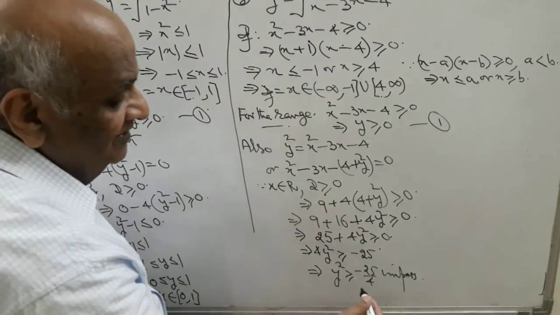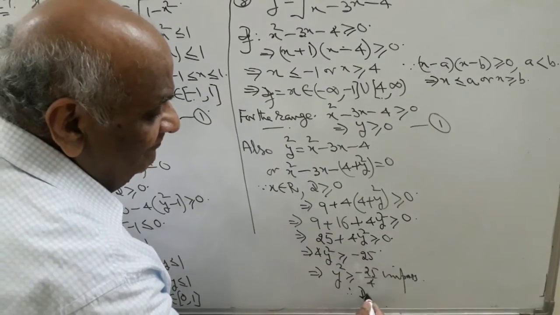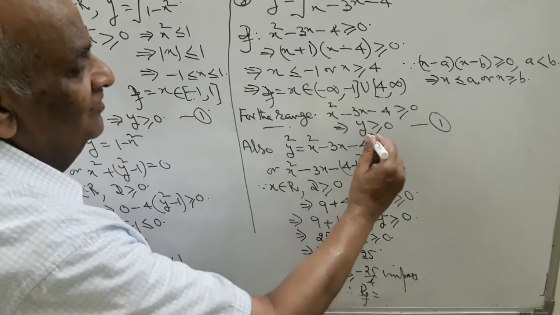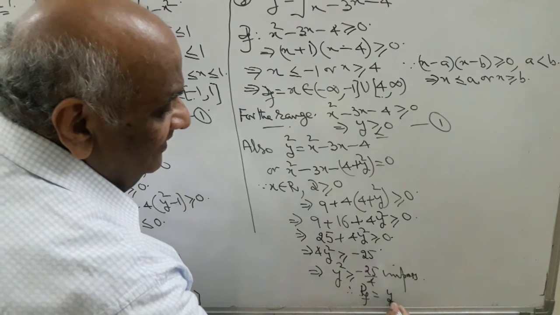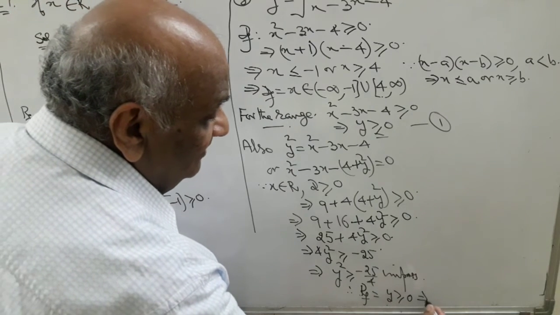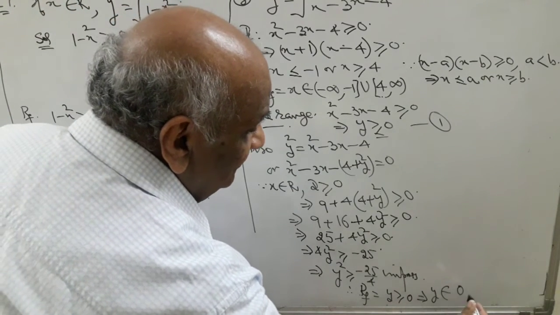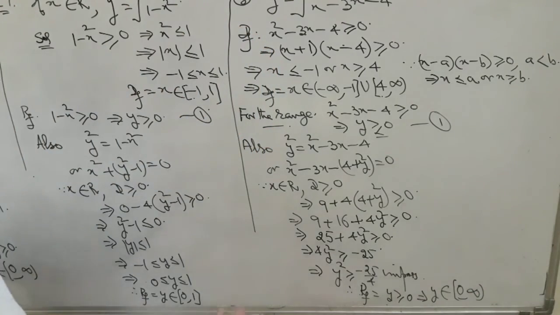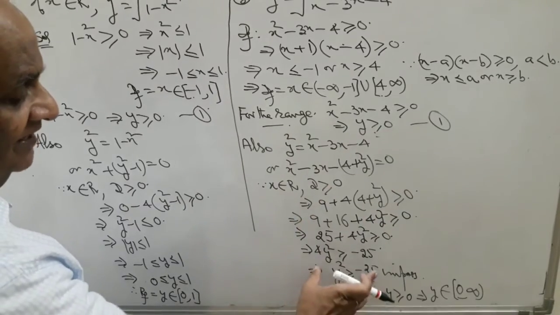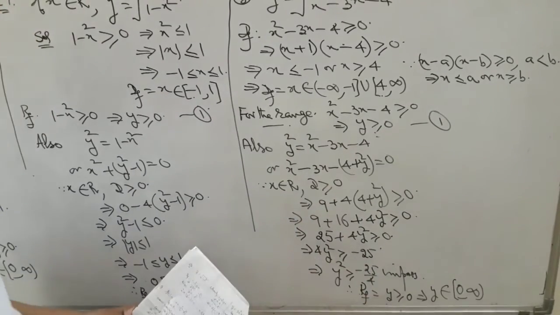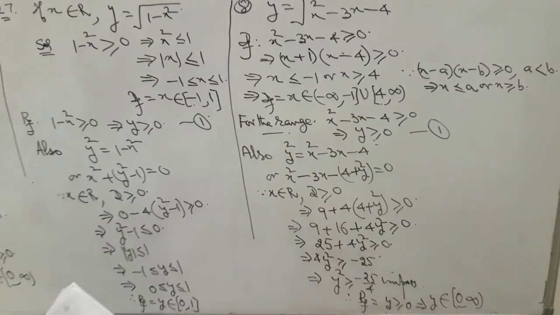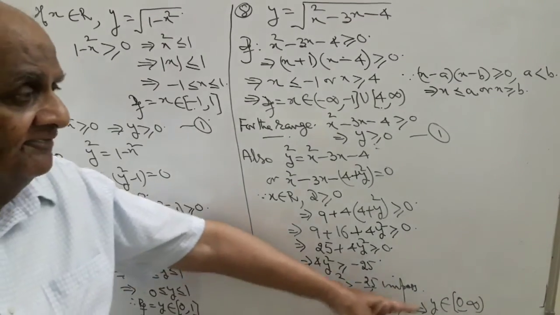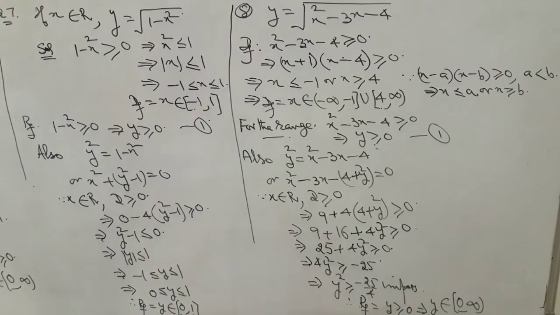So this means therefore the range of the function is this one: y greater than equal to 0 implies y belongs to 0 to infinity. This is the range of the function, because this is rejected. This is impossible, y square greater than equal to minus 25 by 4. Hence, y greater than equal to 0 is the required solution for the range.